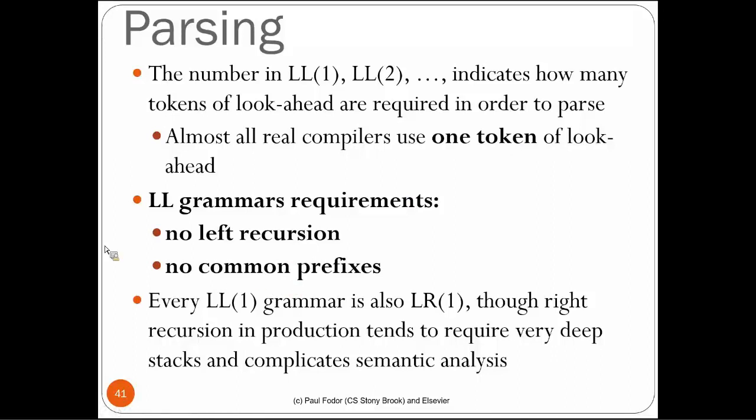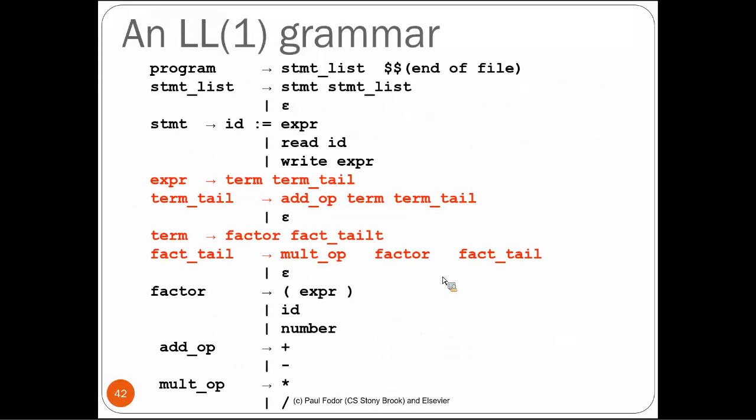that should be applied. Also, I said that LR grammars are more powerful than LL grammars. In fact, every LL(1) grammar is also an LR(1) grammar. Right recursion in production rules tends to require very deep stacks and complicates the semantic analysis. So LR grammars are a little bit more complicated, but they actually are faster and more powerful for parsing. And here we have an example of an LL(1) grammar. It's also an LR(1) grammar.